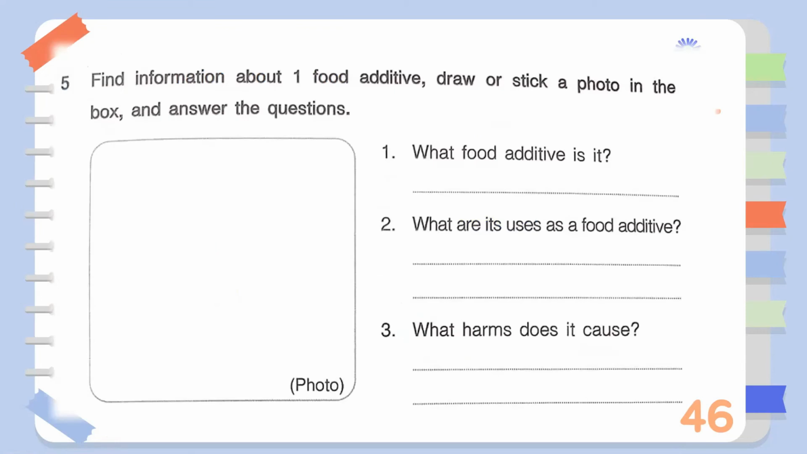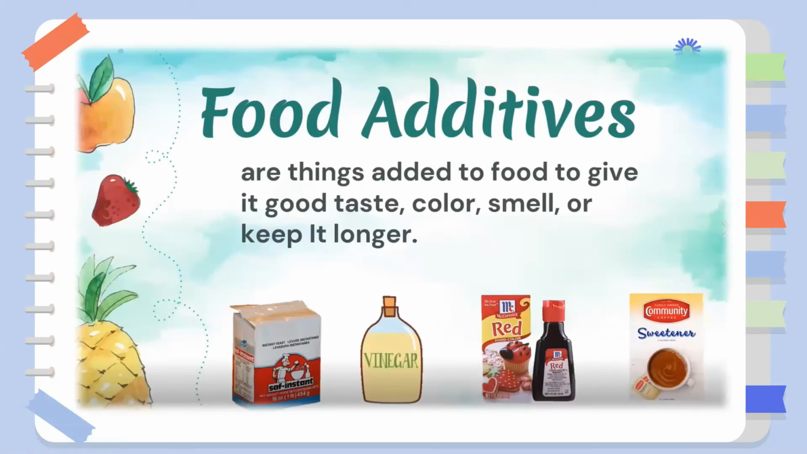And then if you're finished, let's proceed to another activity, which is on page 47. Now, it says here, find information about one food additive, draw or stick a photo in the box and answer the questions. Again, we have a box here wherein you need to paste a photo of any food additive. Again, what are food additives? We have discussed this in our previous video. So let's define it again. These are things added to food to give it good taste, color, smell, or keep it longer. Examples are yeast, vinegar, food coloring, or sweetener.